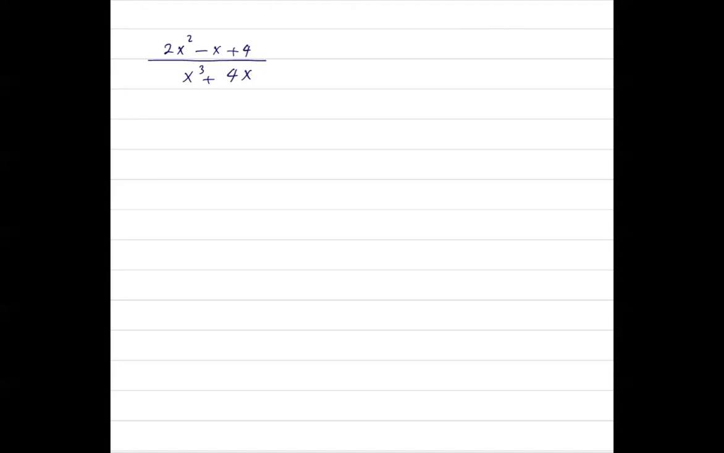So first of all, the degree of the numerator and the denominator are different from each other. The degree of the denominator is equal to 3, which is more than the degree of the numerator, which is equal to 2. So no long division.